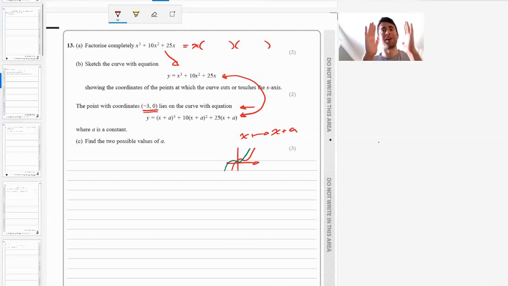So although I just drew it there moving to the left, hopefully that's left when you see me. That's my left. When it moves to the left, if A was negative, then it would move to the right. So A could be negative as well. But use the sketch that you've done in part B.